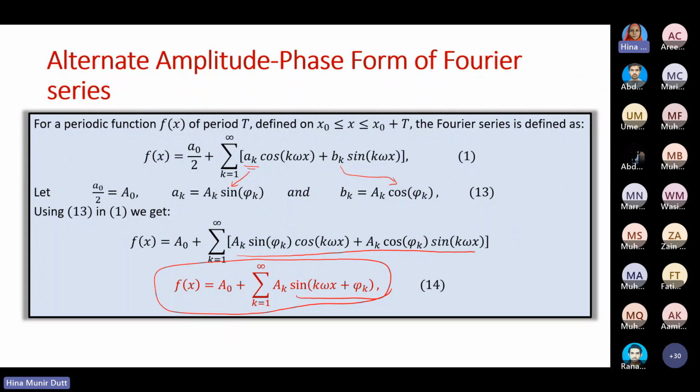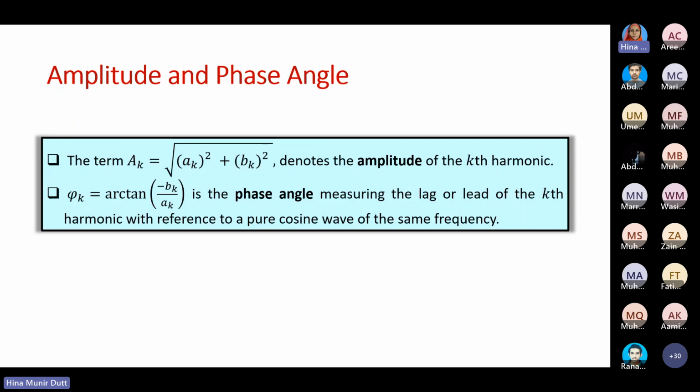This one is the alternate amplitude-phase form. Why is it called the amplitude-phase form? Because this Ak is the amplitude of the kth harmonic. It denotes the amplitude of the kth harmonic, and this phi k is equal to this one.